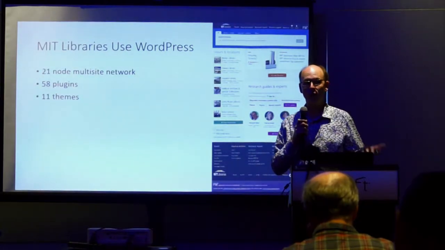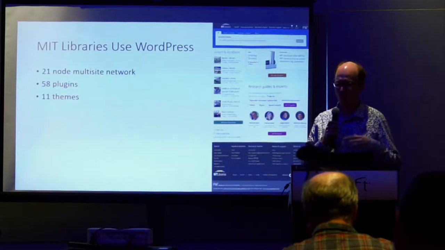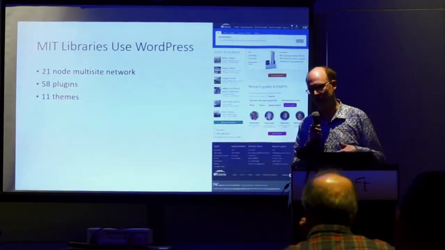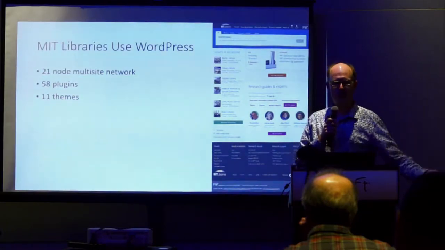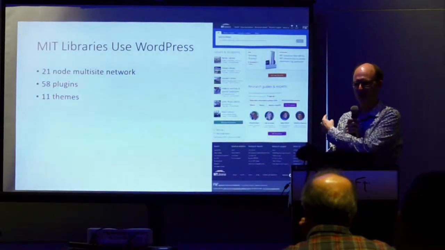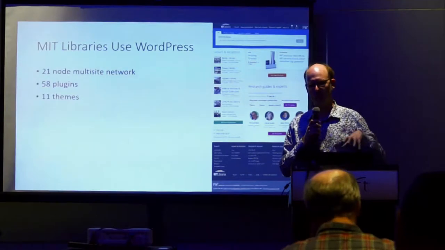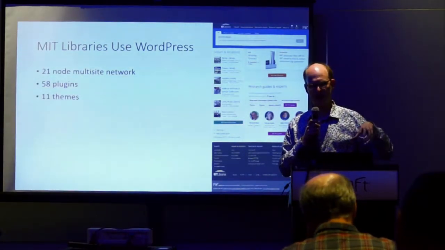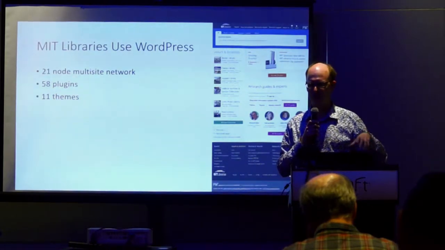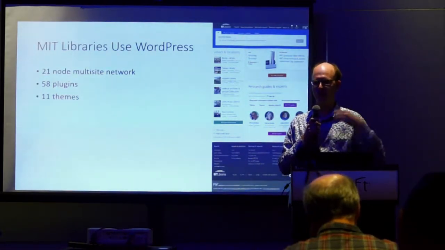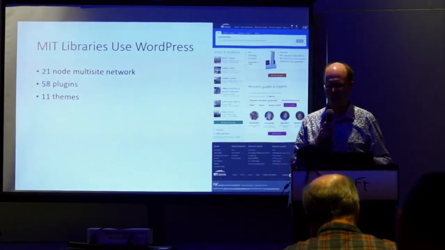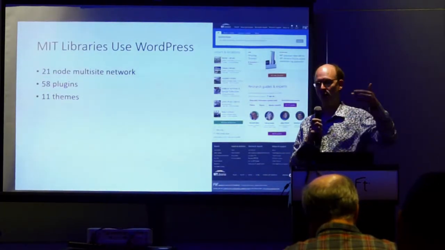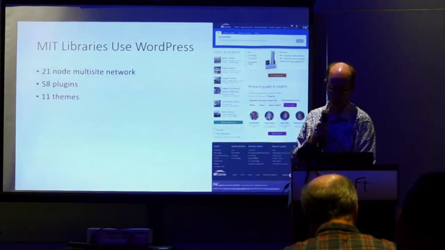But we have a significant amount of code. We've got 11 themes in use across those 21 sites. We're trying to get that down as well. But the point being, this is a rather large technical project. Within the developers group, we have two PHP developers. We have a UX group that has four full-time staff equivalents that look at this. So there's a lot of professionals working on this site. I do this to set scale to explain what's coming.